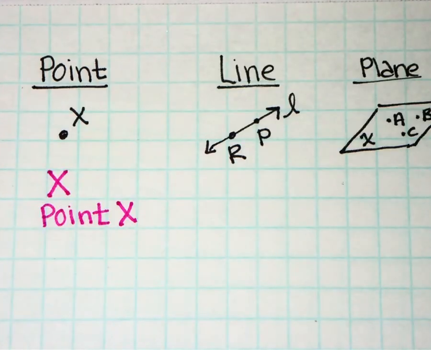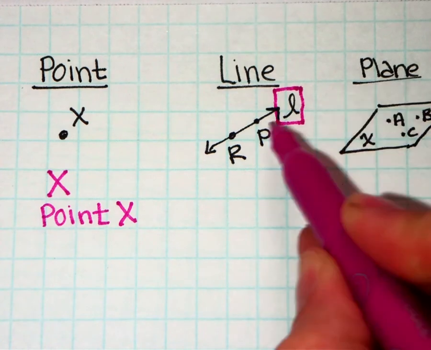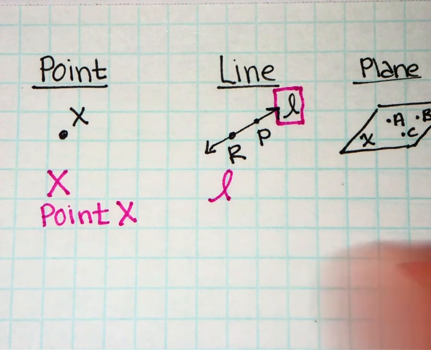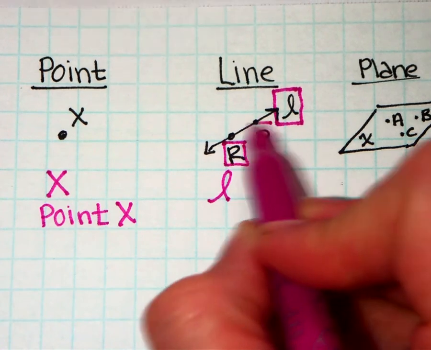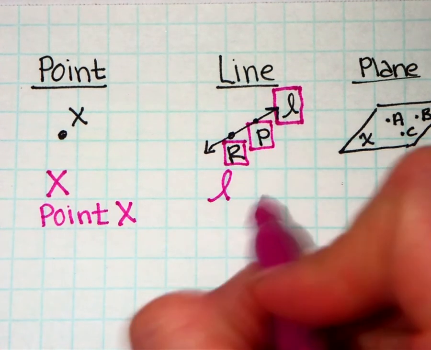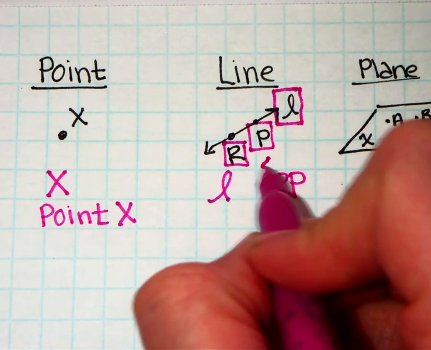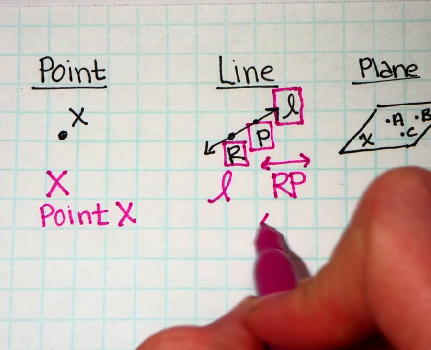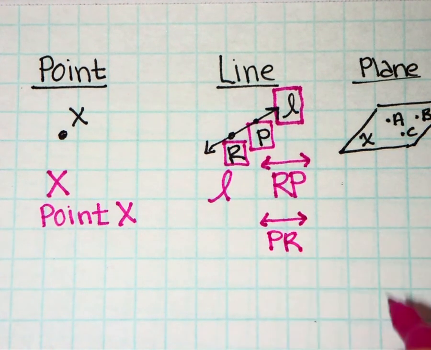The second type of figure we're going to name is a line. There are two ways to name lines. The first is with a lowercase cursive letter, which is being pointed at by the arrow. We refer to this as just L. The second way to do this is to use two uppercase print letters, R and P. We're going to write them side by side, and to show that it's a line, we put the line symbol above it. Now with a line, you can also flip them. So we still use our line symbol, and instead of RP, it becomes PR.